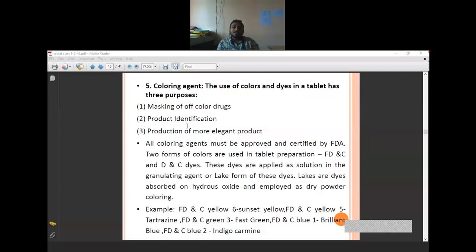Okay, so this is about color. So why are we using color? For masking of the color of drugs, product identification, and to make the product more elegant. It shows the elegance of that particular product.